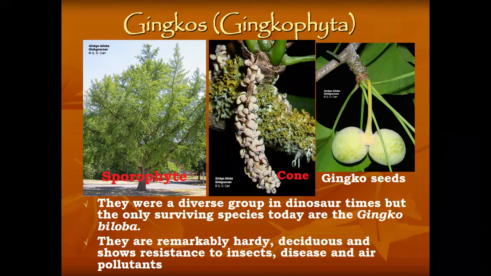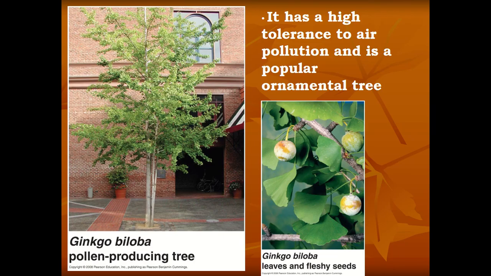So next is the phylum Ginkgophyta of gymnosperm, which was a diverse group in dinosaur time, but the only surviving species today is Ginkgo biloba, as you can see here, the ginkgo tree. They are remarkably hardy, deciduous, and show resistance to insects, disease, and also air pollutants. So this is how it looks like. It's a very nice tree. It has a very high tolerance to air pollution, and it is very popular as an ornamental tree.